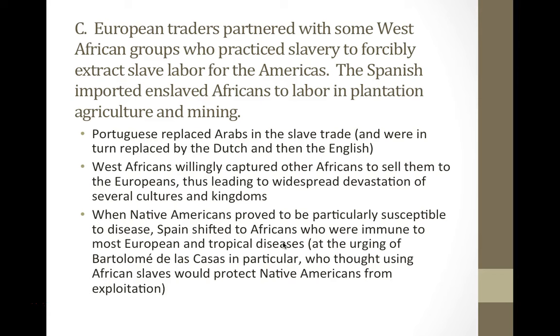Native Americans proved to be susceptible to disease. Obviously, they hadn't had contact with the Europeans, so things like smallpox are going to affect them in great numbers. Spain then is going to shift to Africans, who for the most part were immune to European and tropical diseases. They had the immunity from them. They had contact with the Europeans in the past.